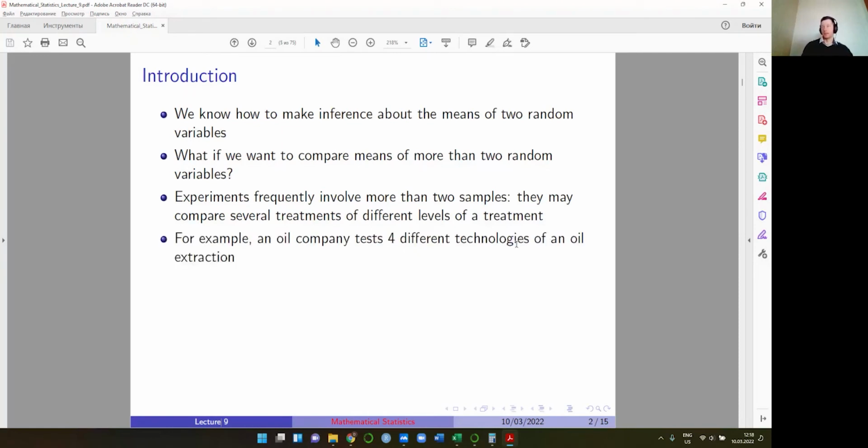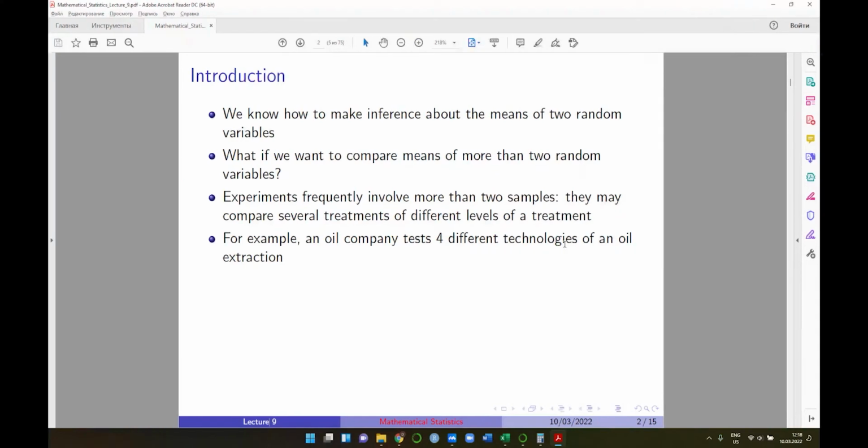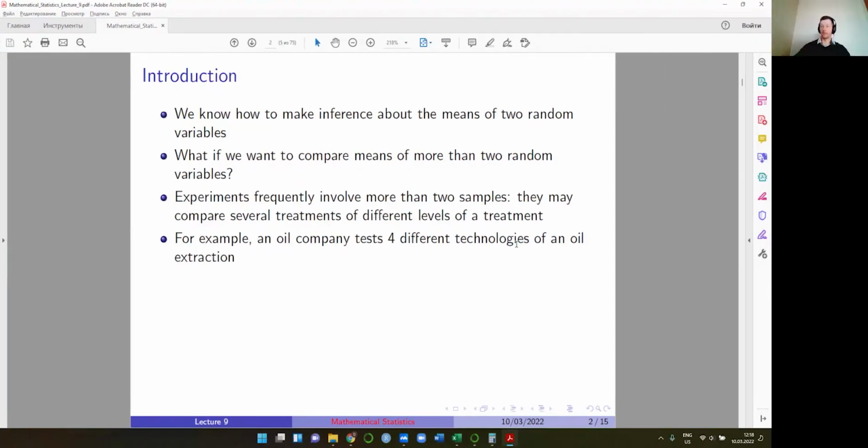In this lecture, I designed something maybe closer to economics. We will test 4 different technologies of oil extraction. Suppose there is an oil company, and this oil company tries to verify which technology is better, more productive for oil extraction. They take 4 different oil wells, apply 4 different techniques or technologies on these wells, and want to compare which oil well extracts more oil.